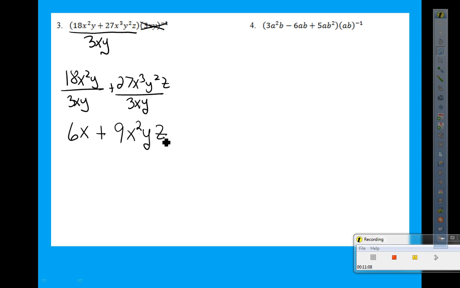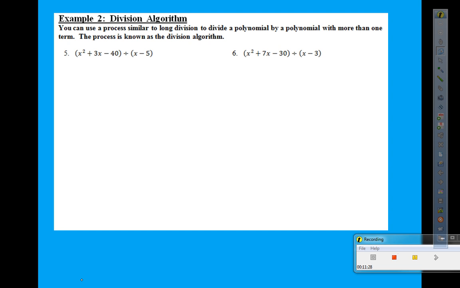So there's kind of my first phase of the day. Dividing monomials, dividing a monomial into a polynomial. Now I'm going to lose you for a little bit on number 5, 6, and 7. But hang with me for a second, or more than a second to be truthful. So look at your number 5.